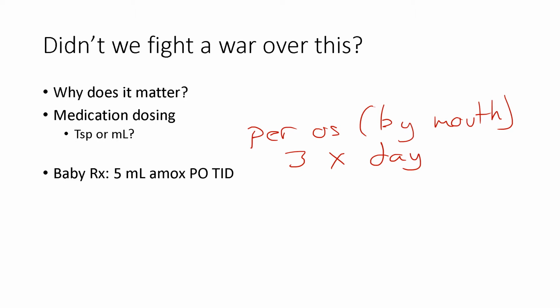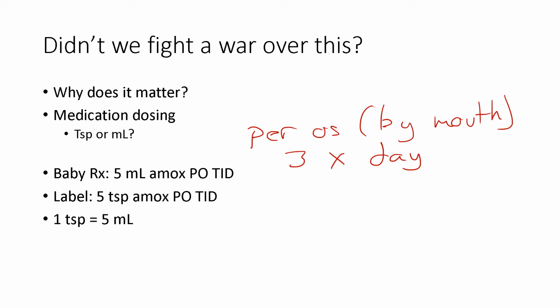Let's say, though, something goes terribly wrong while you're printing up the label, and the label that you stick on that bottle of amoxicillin says 5 teaspoons per os TID. Well, there's still a 5, right? What's the issue here? Milliliters versus teaspoons. How many milliliters are in a teaspoon? 1 teaspoon is 5 milliliters.